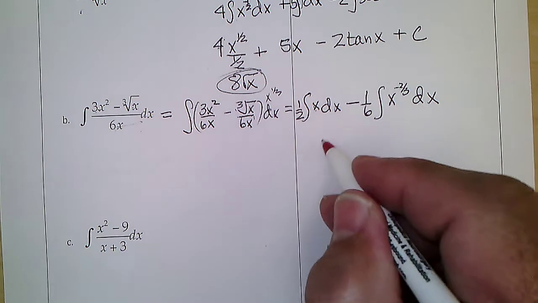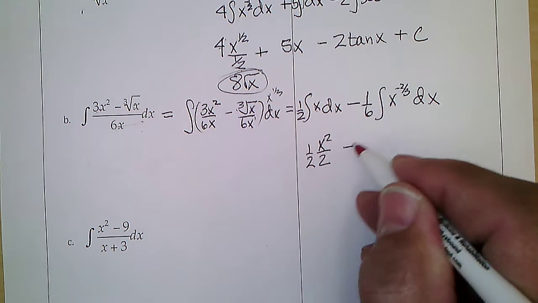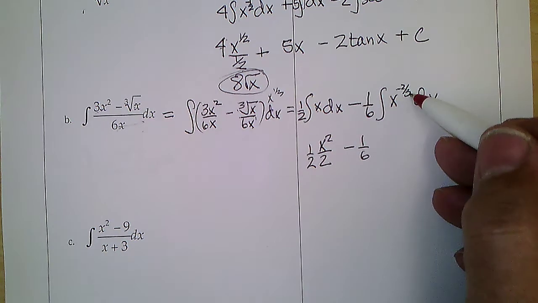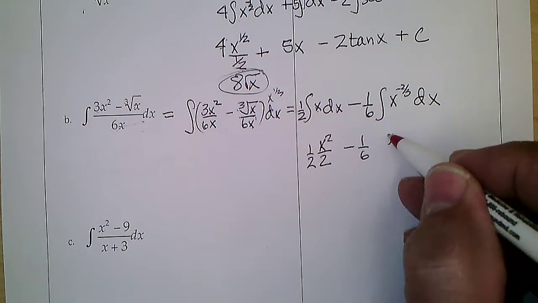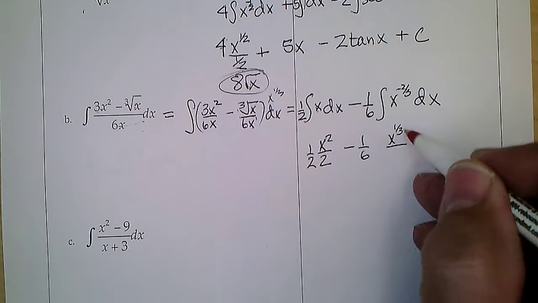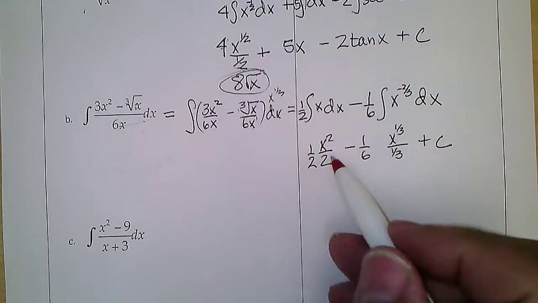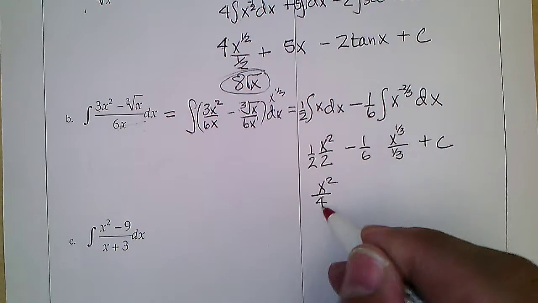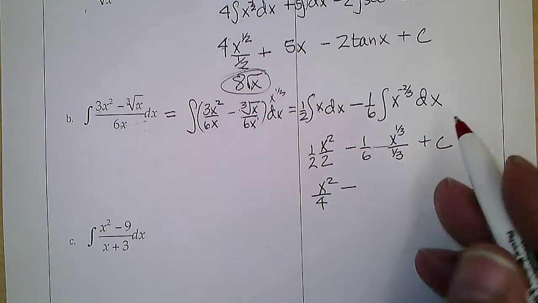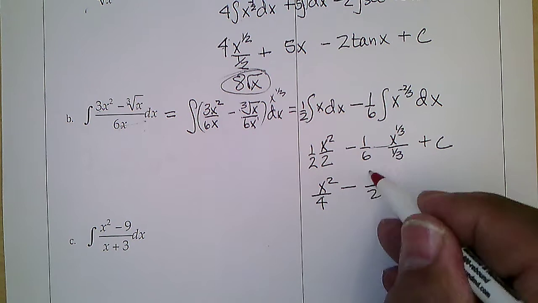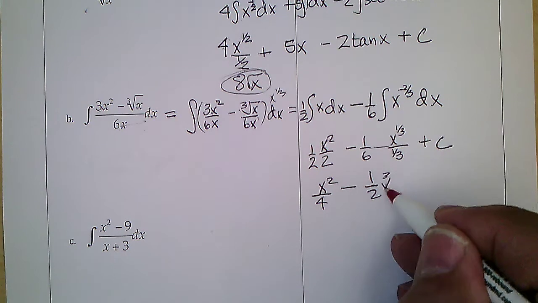So the integral of x is x squared over 2 times a half, minus 1/6. Adding 1 to negative 2/3 is plus 1/3. So I get x to the 1/3 divided by 1/3. So this becomes x squared over 4 minus, the denominators multiply here, and so I get a third of x, which is a third of 6, which is 2. And x to the 1/3 is the cube root of x.